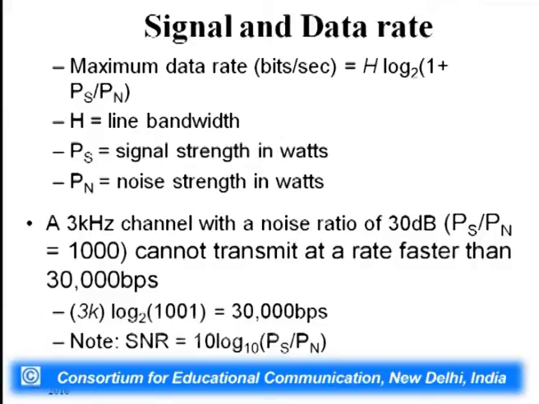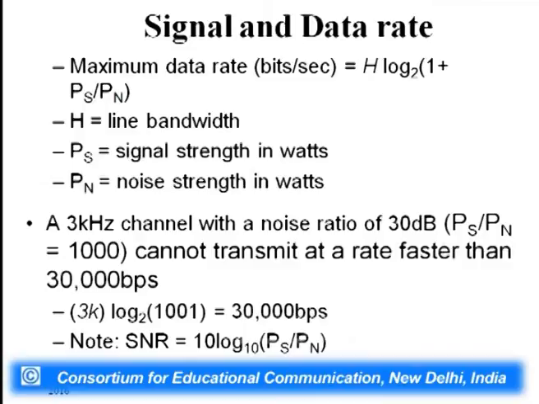So, that is given by another formula by Shannon, which said the maximum data rate is given by H log of 1 plus Ps by Pn, where H is the total bandwidth we are using and Ps is the signal strength and Pn is the noise strength. So, noise has its own power and signal has its own power. So, H is the bandwidth, so bandwidth into log of 1 plus SNR, which is called signal to noise ratio, that is Ps by Pn, which you call signal to noise ratio. So, signal to noise ratio becomes very important.